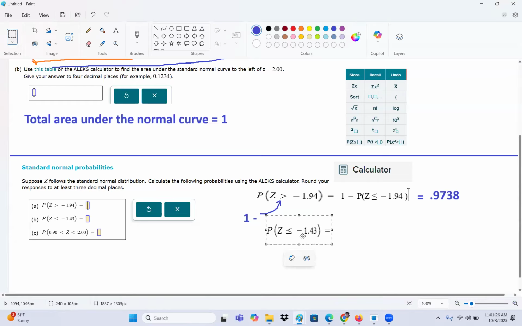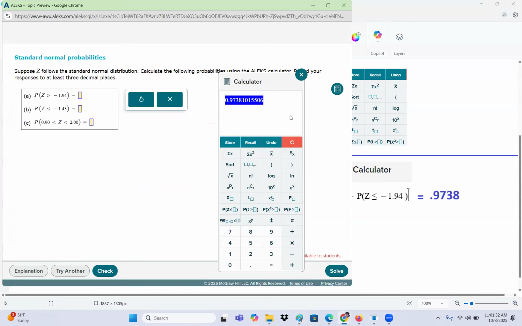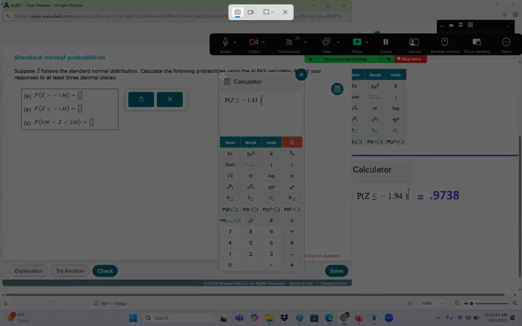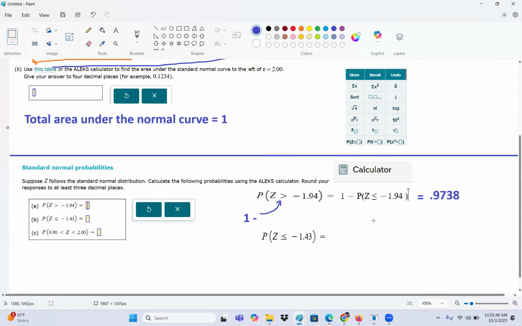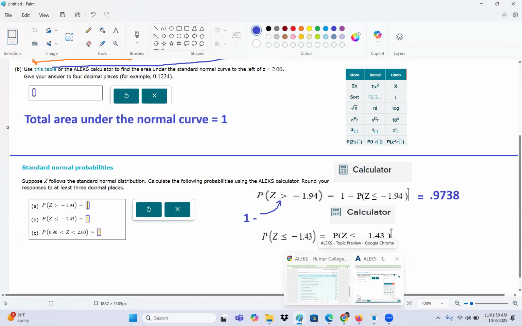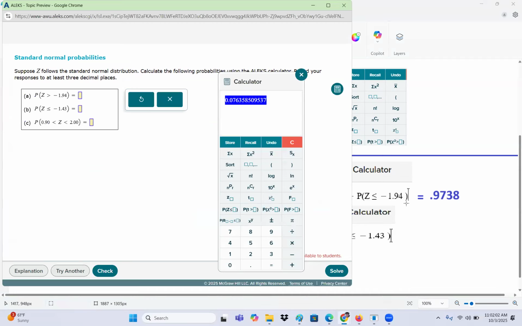And this one is straightforward. You just simply use a calculator to compute. So just take the P of negative 1.43. You got like this. And the answer for that is 0.07635.